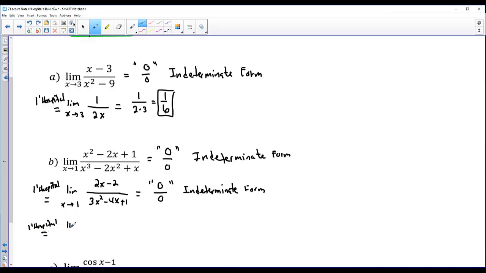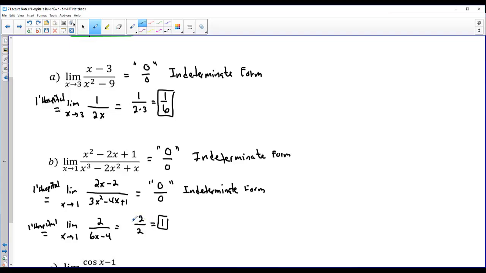And I take the limit as x goes to 1. The derivative of the top is the number 2, divided by the derivative of the bottom, which is 6x minus 4, which is equal to, when you plug in 1, you get 2 on top, and then you get 6 minus 4 on the bottom, which is 2, which is equal to the number 1, which should match up with the answer we got before, if I wrote it down correctly, which I did on this one.